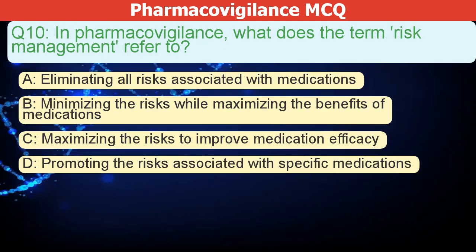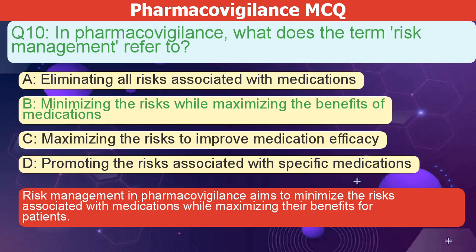In pharmacovigilance, what does the term risk management refer to? A. Eliminating all risks associated with medications. B. Minimizing the risks while maximizing the benefits of medications. C. Maximizing the risks to improve medication efficacy. D. Promoting the risks associated with specific medications. The correct answer is B. Risk management in pharmacovigilance aims to minimize medication risks while maximizing patient benefits.